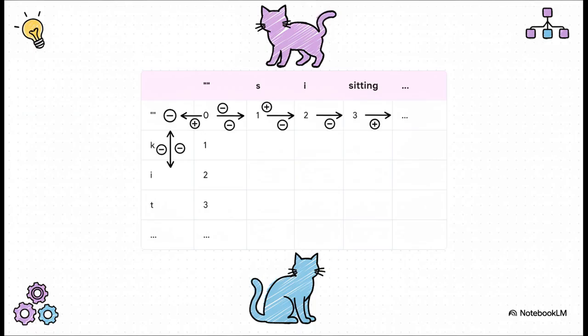Okay, so what about our base cases? Step 2 of the recipe. Well, what's the cost to turn an empty string into sit? That's 3 insertions, easy. And the cost to turn kid into an empty string, 3 deletions. So we just go ahead and fill that first row and column with these simple costs. And just like that, step 2 is done.